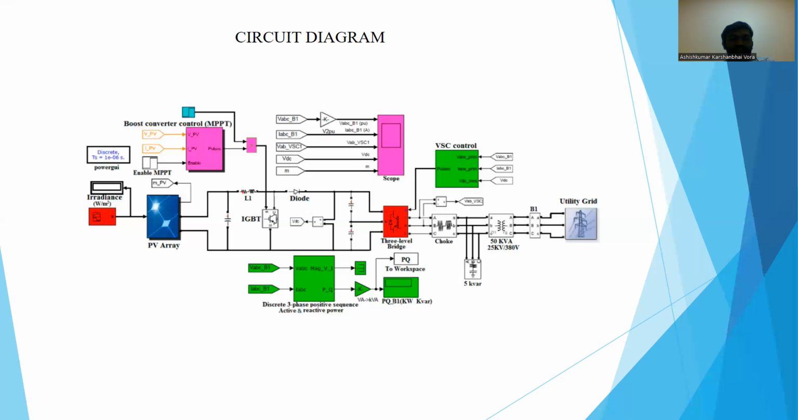And you can see at the bottom side, VABC B1 is linked with the VABC, and then it is also linked with the PQ B1 and PQ to workspace.